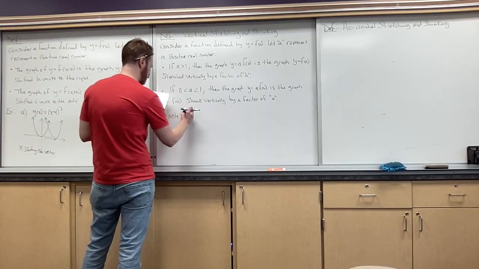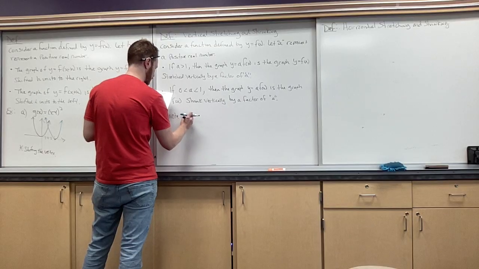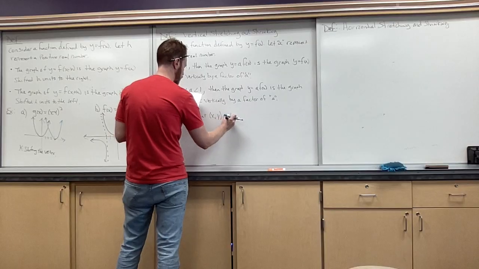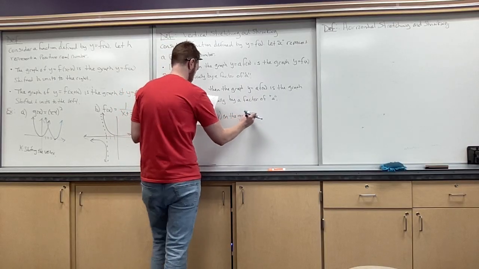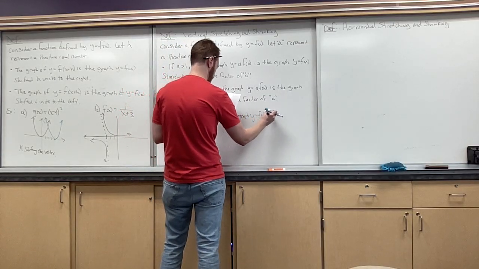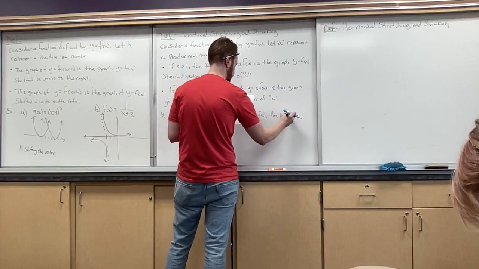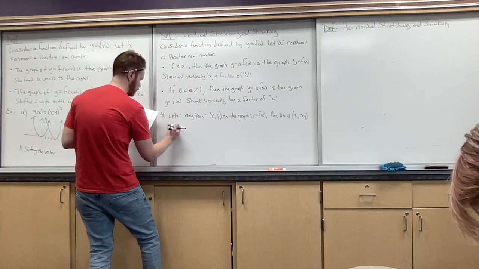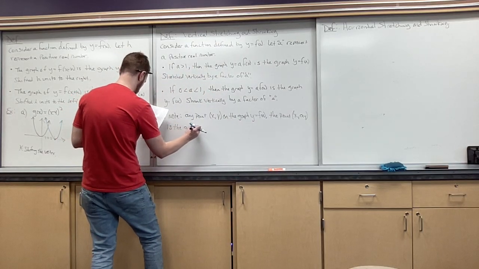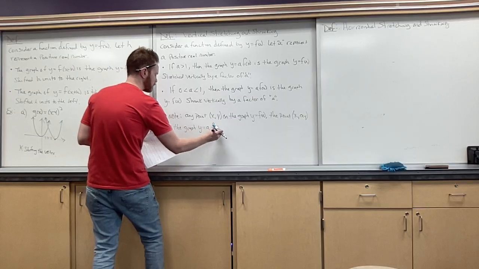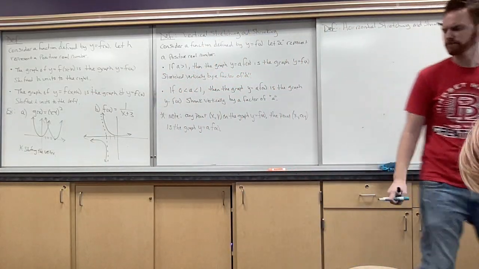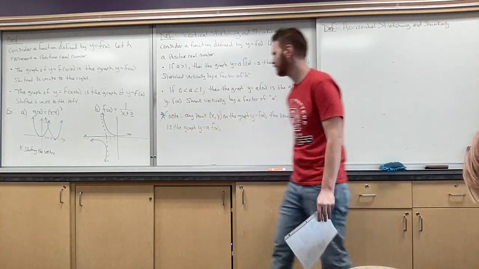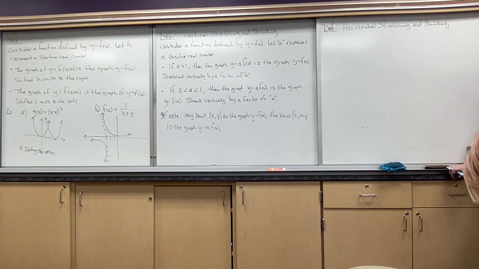So here, note, for any x, y point on the graph y equals f of x, the point x comma a y is on the graph y equals a f of x. That deserves a different color as well. We're going to highlight that even more. So what that tells you is this.